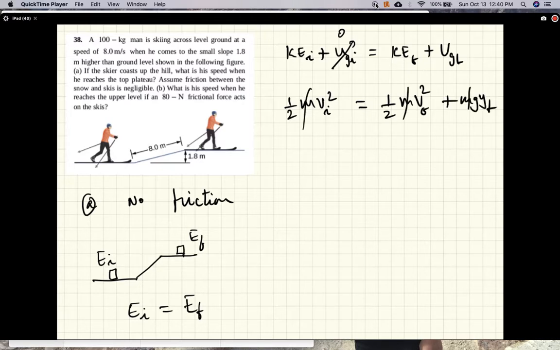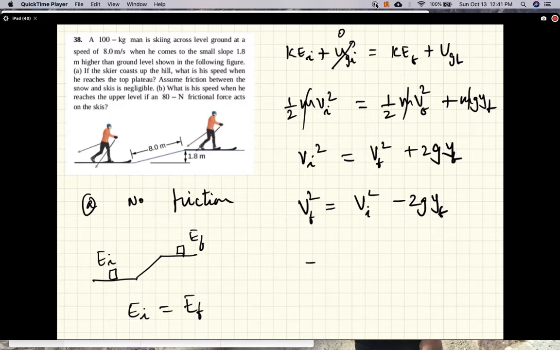The mass cancels. That means every skier, assuming no friction, will be going at the same speed at the top. Alright, so you multiply this equation by 2, this cancels, that cancels, and that gives you 2g y final. v final squared is v initial squared minus 2g y final.